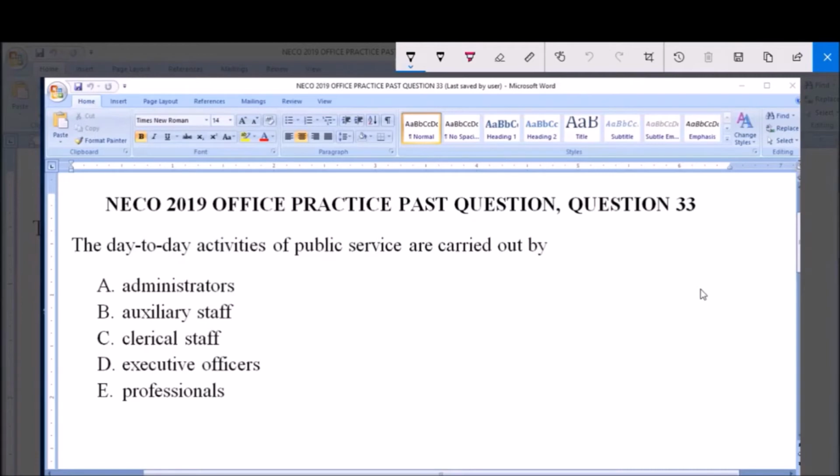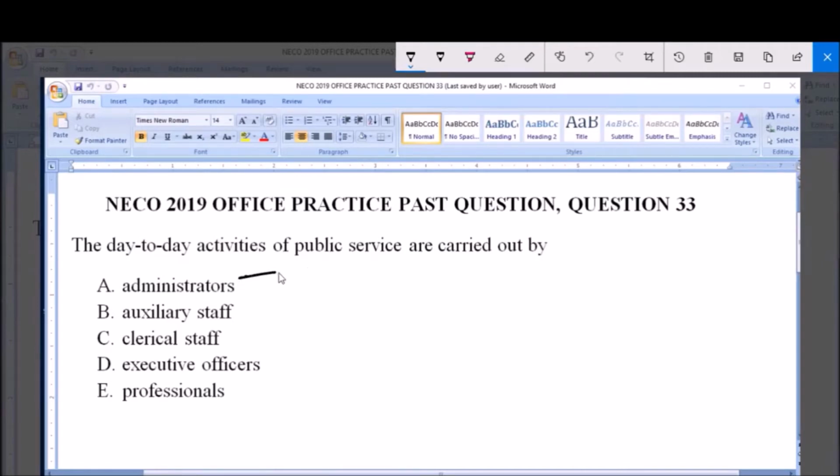I will be answering NECO 2019 Office Practice Past Question 33. The day-to-day activities of public services are carried out by A, administrators, B, auxiliary staff, C, clerical staff, D, executive officers, and E, professionals. Now, who are the administrators?